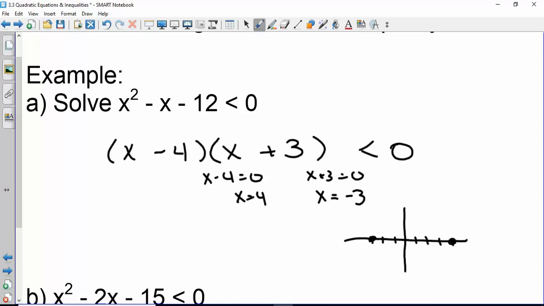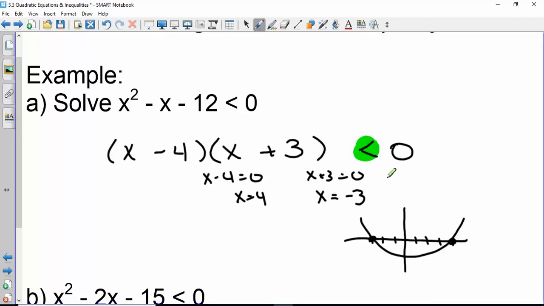My graph doesn't have to be real accurate. We could grab a graphing calculator and get the graph, but is this one going to open up or down? It's a positive x squared, so it just opens up. If it were a negative x squared, then it would be upside down. So we just need to look at this graph, and that's really all I need right there, the 2 points where it equals 0, and then the shape of that graph.